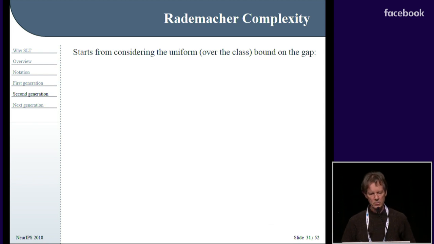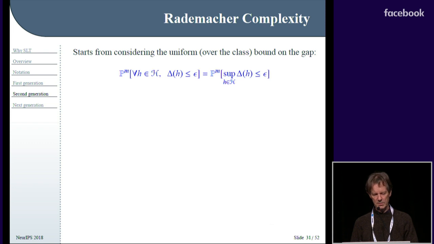So I'll now move to the Rademacher complexity. And that starts from considering a uniform bound on the gap over the class. So if we think about this probability, and I've put P^m here, which means over the m sample, this is our random probability of the sample, that all of the functions in the class have a gap less than or equal to epsilon is less than or equal to the probability that the worst gap is less than or equal to epsilon.